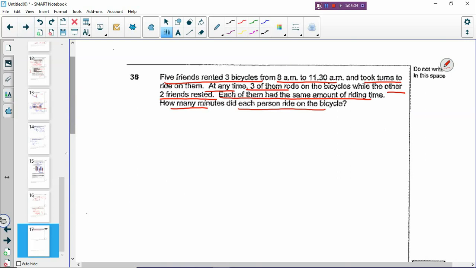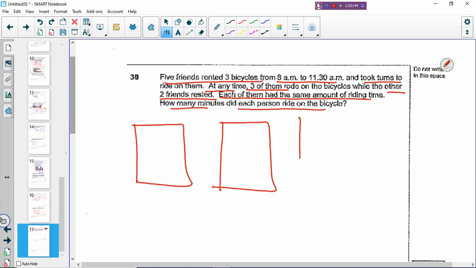There are only 5 friends, and there are 3 bicycles. So not a lot, not a big number. So what I can do is draw 3 rectangles to show 3 bicycles. The method I'm using here is to draw a diagram. And how does it work?